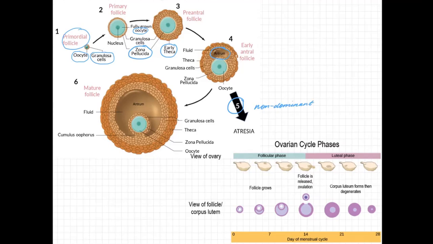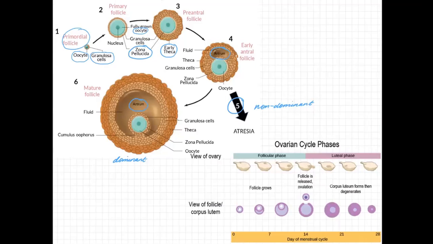But the dominant follicle, the dominant follicle over here, is able to continue on the cycle. It doesn't undergo atresia, it doesn't undergo apoptosis, it survives, and it's able to become the mature follicle. The dominant follicle, the mature follicle, will continue to have the antrum expand. You can see the antrum is quite big now. And the follicle itself will grow until it's ready for ovulation.